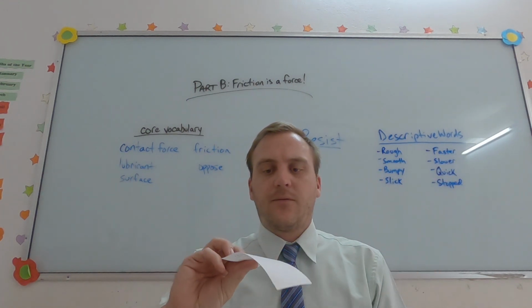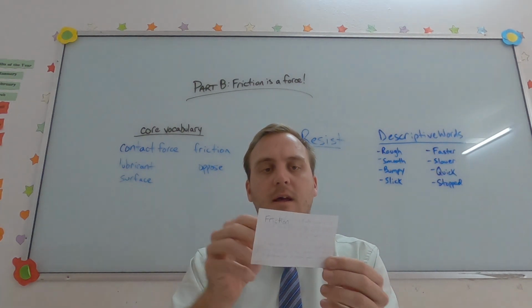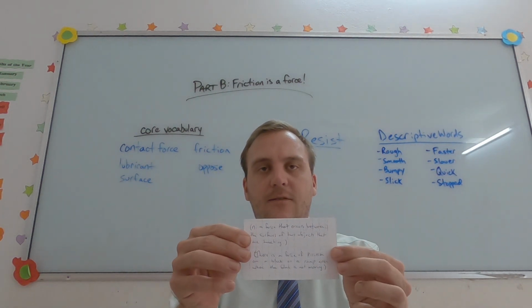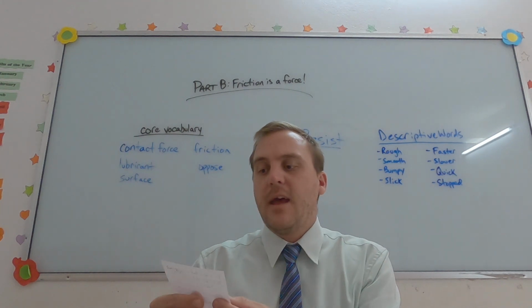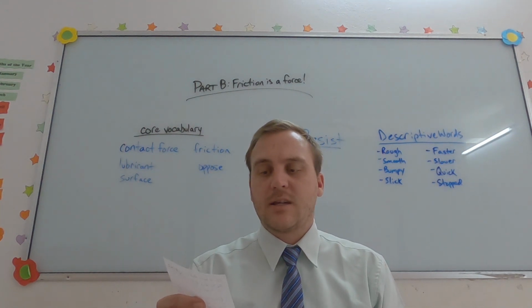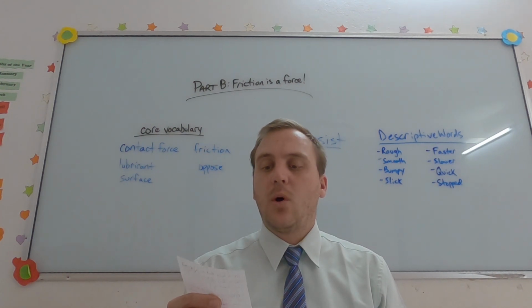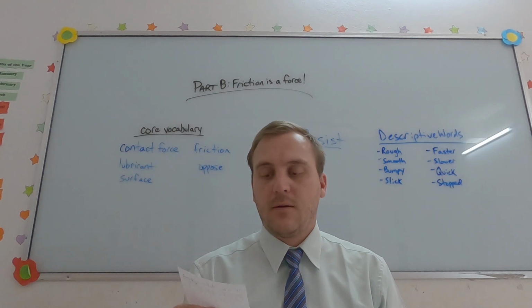friction. So for friction, you want to write friction up in the top left-hand corner, and then on the back, the definition, which is a force that occurs between the surfaces of two objects that are touching. So I'll say it again slowly. A force that occurs between the surfaces of two objects that are touching.